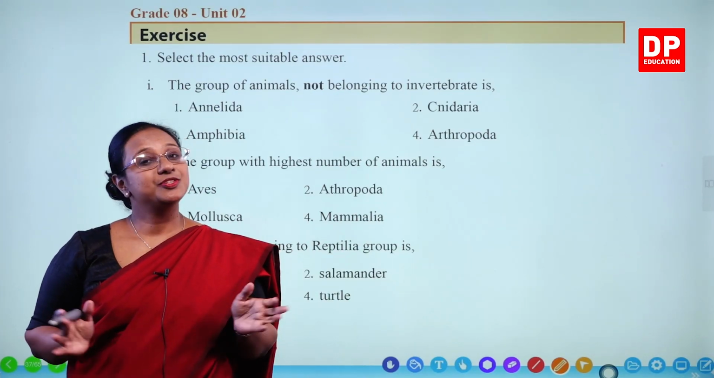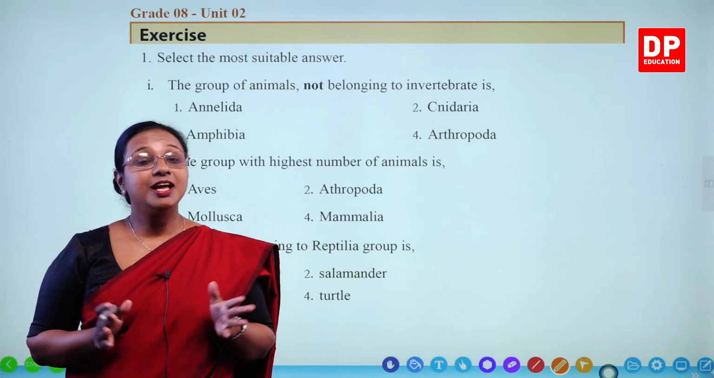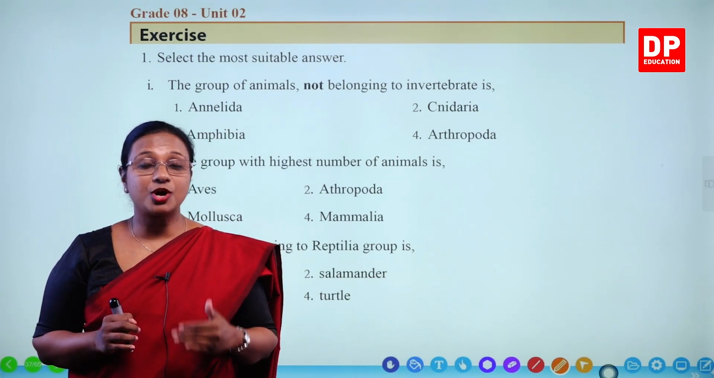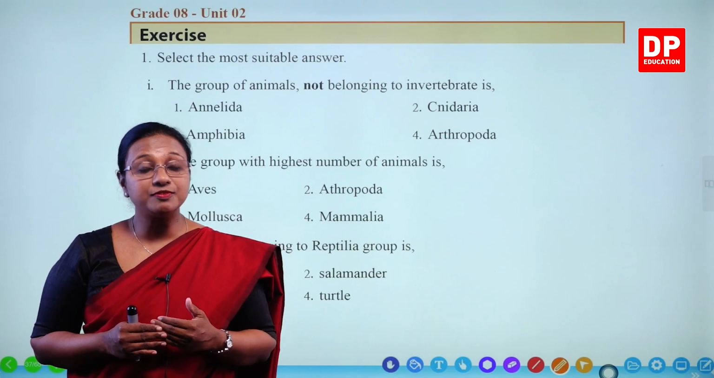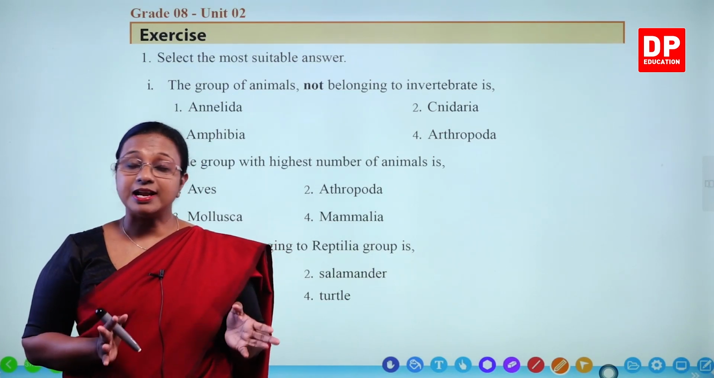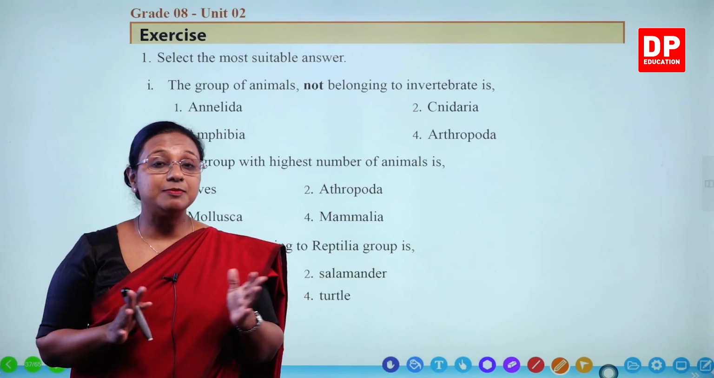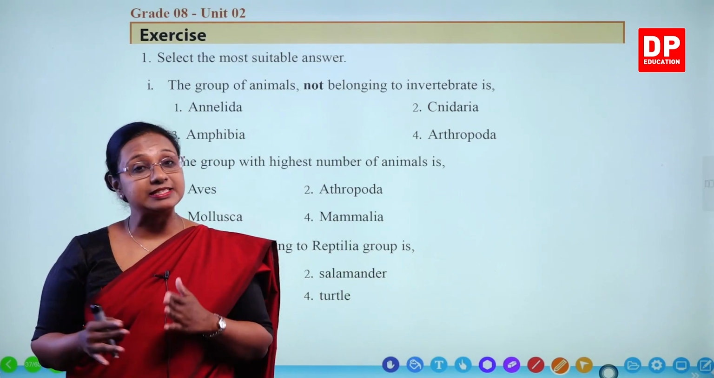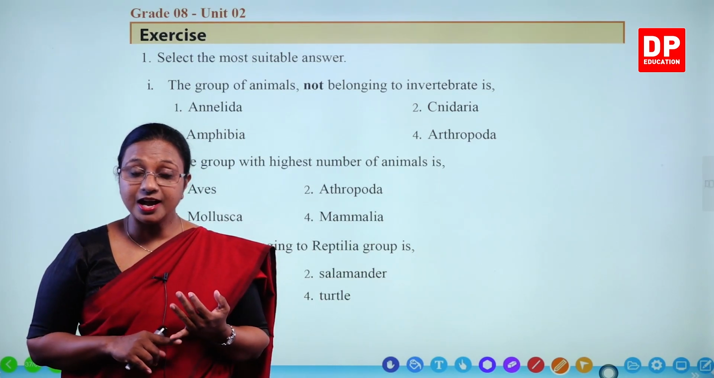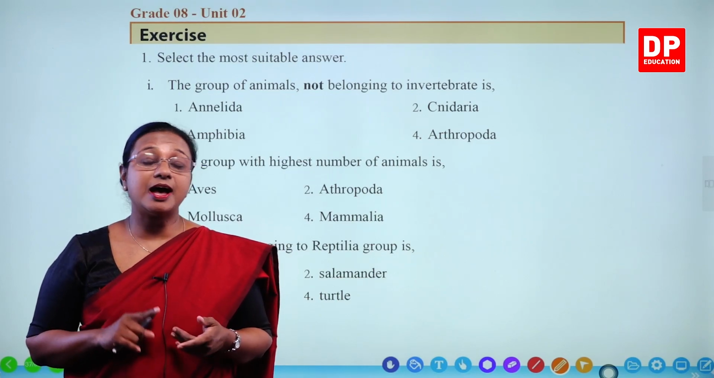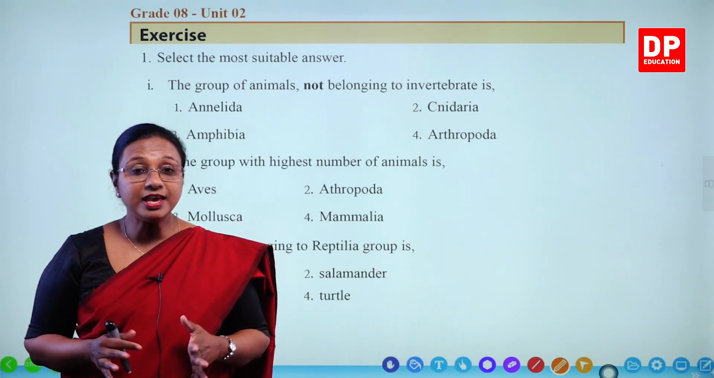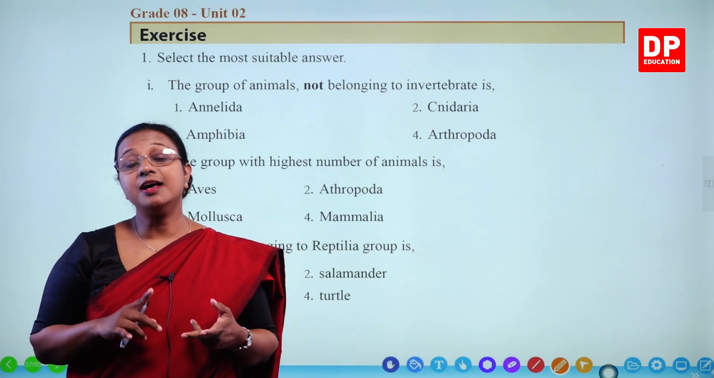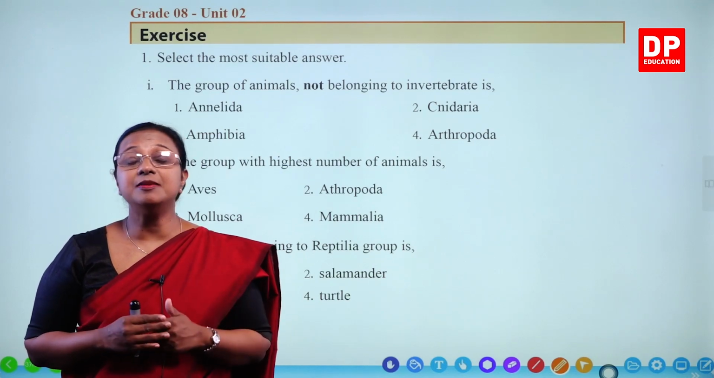Okay, students. So we have discussed the lesson. In that, we discussed how to classify animals based on the presence or absence of vertebral column or the backbone. So under that, the two main groups, invertebrates and vertebrates. Then we discussed how the invertebrates can be classified as Cnidaria, Annelida, Arthropoda and Mollusca. The same way, the vertebrates can be classified as Pisces, Amphibia, Reptilia, Aves and Mammalia.